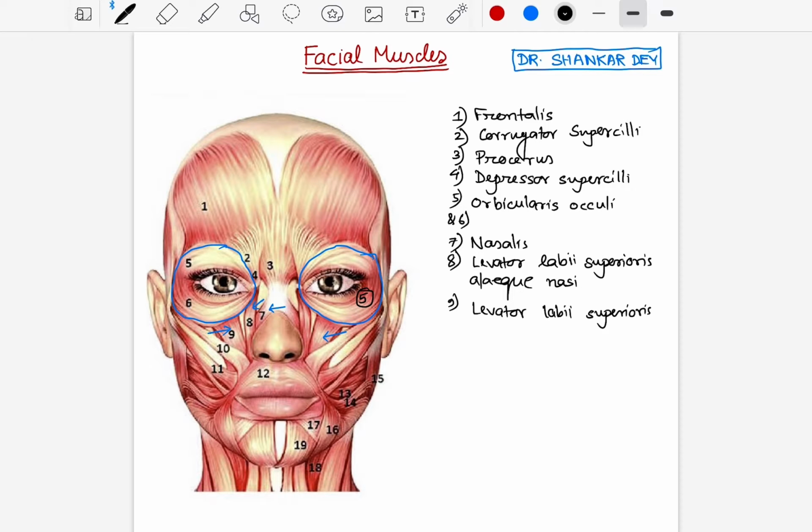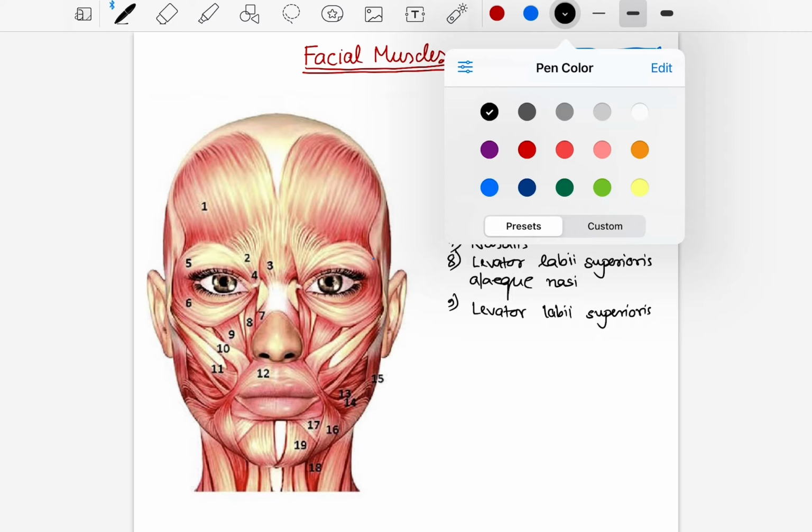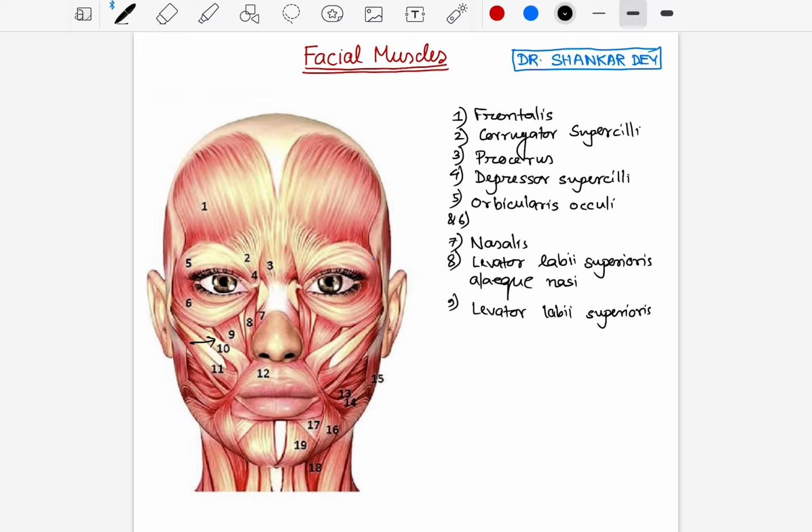Next is number 10. What is muscle number 10? This is the muscle number 10. Muscle number 10 is zygomaticus minor. If there is any muscle named minor, there should be another muscle named major.